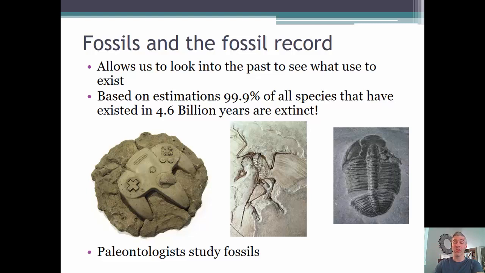And I talked about this before, that based on estimations, 99.9% of all species that have existed in the 4.6 billion years that the Earth has been around are currently extinct. And only 0.1%, which we estimate between 1 and 2 million species, currently exist. So that's an amazing thing to think about, of all the different types of organisms that have existed in the past.